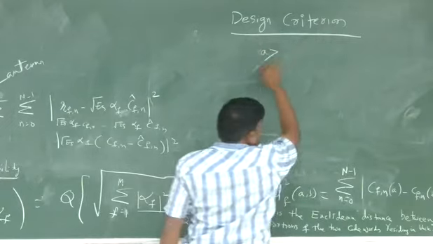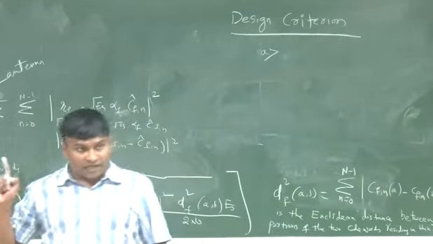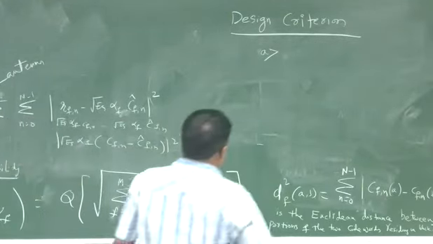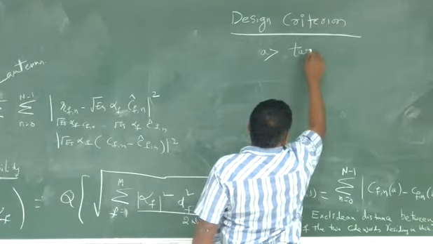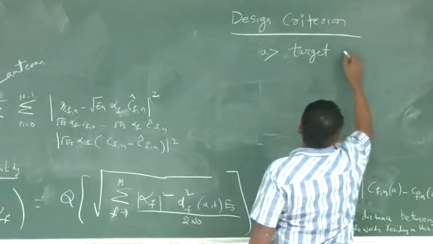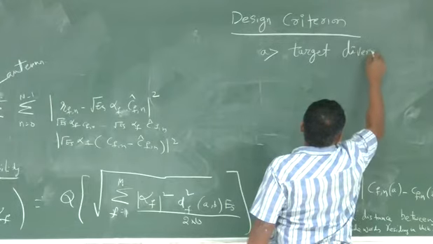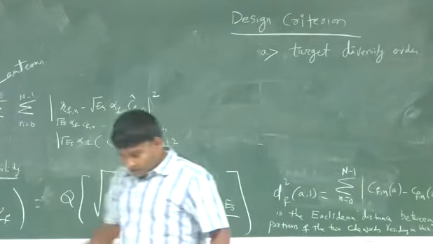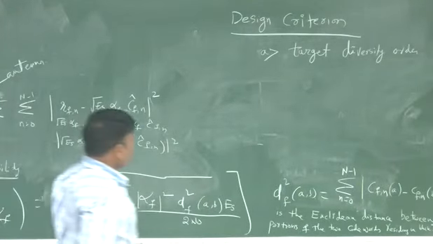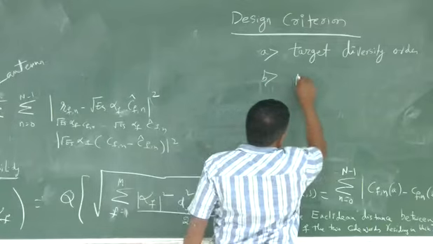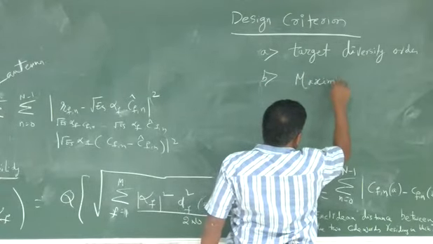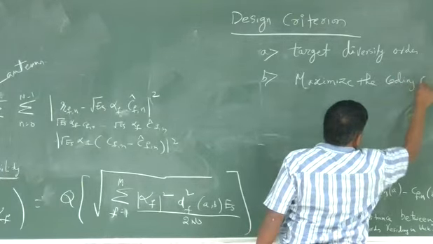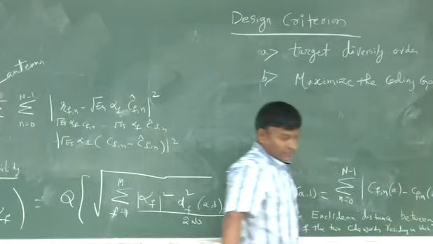Well, I have two goals here. One is, I want a target diversity order. I want to ensure the system gives the target diversity order. What is my target? Well, it could be anywhere from 1 to m. And I want to maximize the coding gain. Okay, let's take an AWGN channel first.